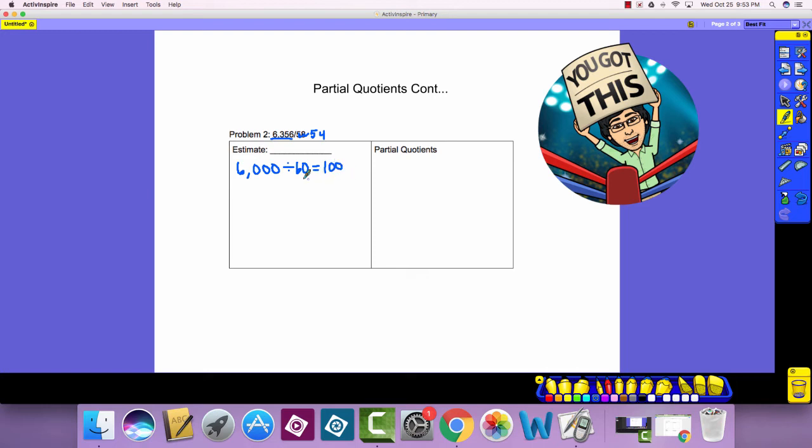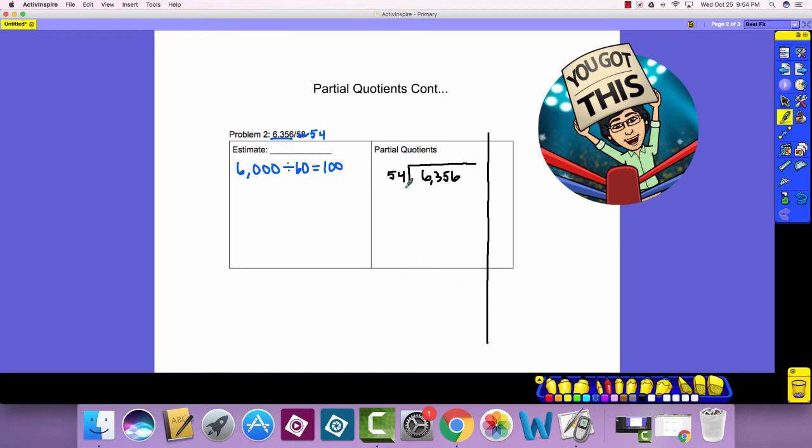So pause the video and get your estimate down. Now that you have your estimate down, let's go ahead and write 6,356 divided by 54 in the traditional partial quotient algorithm way. So I'm going to put 6,356 here. And I'm going to put my 54 out front. And then I'm going to make my vertical line here. Because remember, my partial quotients go to the right, and my related subtraction will go to the left. So pause the video and get that down.